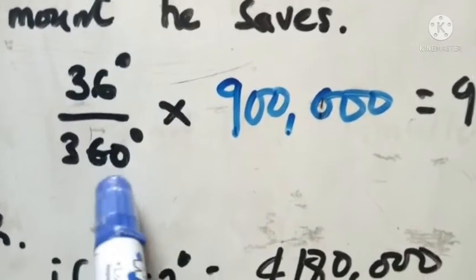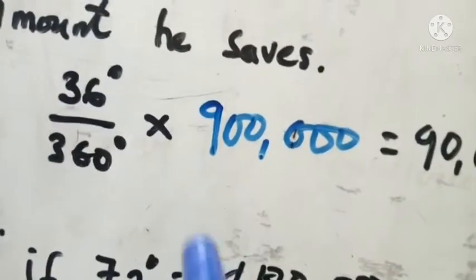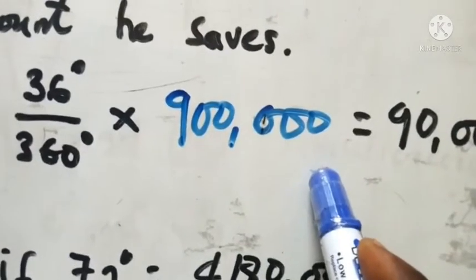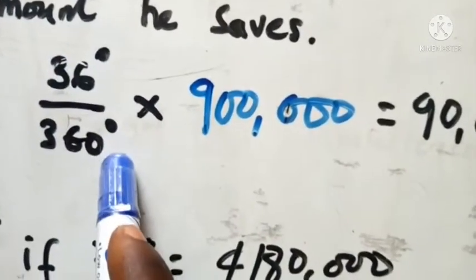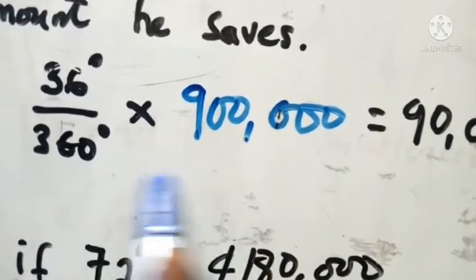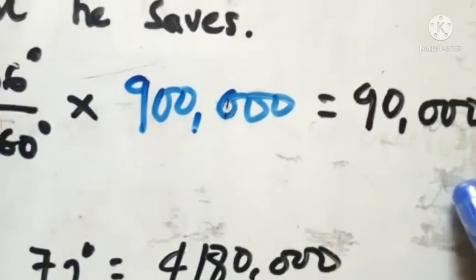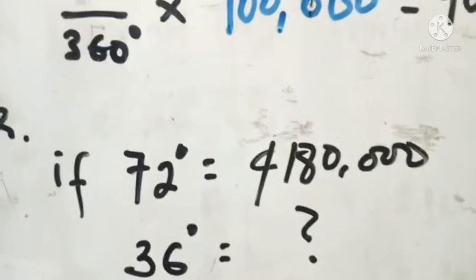36 degrees divided by 360, multiplied by 900,000. Right, so this is the amount that he earns in a month, and this is the portion of the savings. Is that okay? So when you do this, you arrive at 90,000, right?